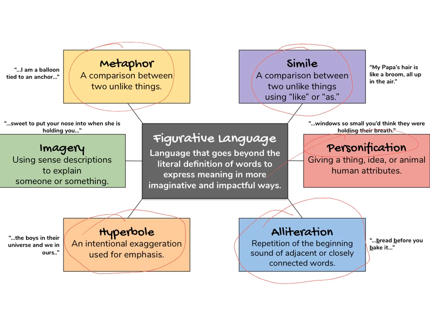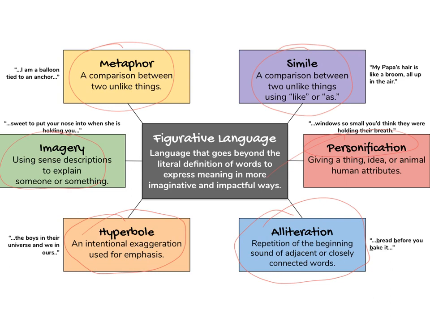And then the last one is imagery. We've talked about imagery before, but imagery is using sense descriptions to explain someone or something. And by sense descriptions, that's your touch, taste, hear, smell, and see. So just your different senses, using those senses to explain or describe something. The example I use is, sweet to put your nose into when she was holding you. So she's explaining what something smells like. Specifically, she's talking about her mother's hair.